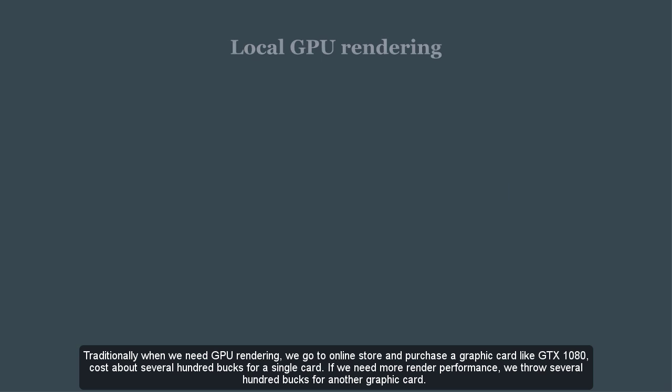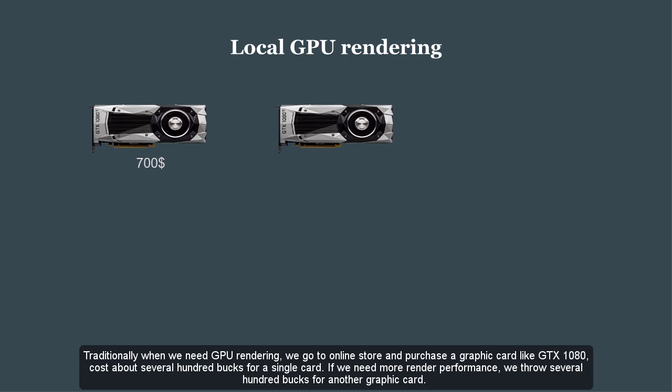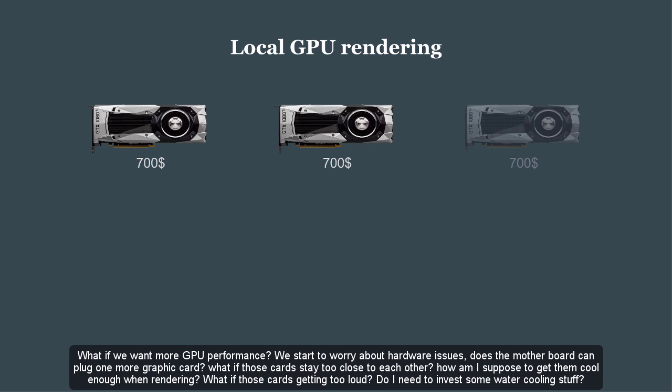Traditionally when we need GPU rendering, we go to an online store and purchase a graphics card like a GTX 1080, which costs about several hundred dollars for a single card. If we need more render performance, we throw several hundred dollars at another graphics card. What if we want more GPU performance?